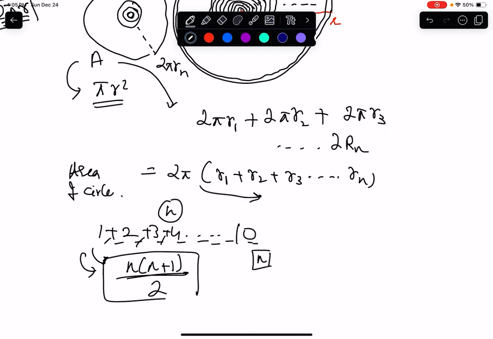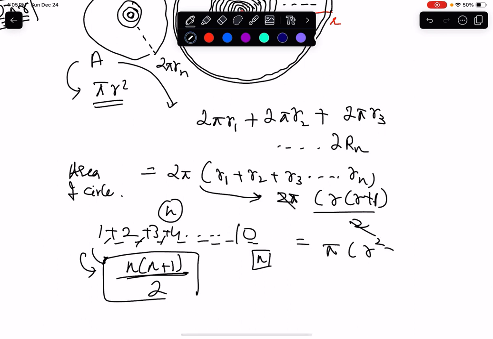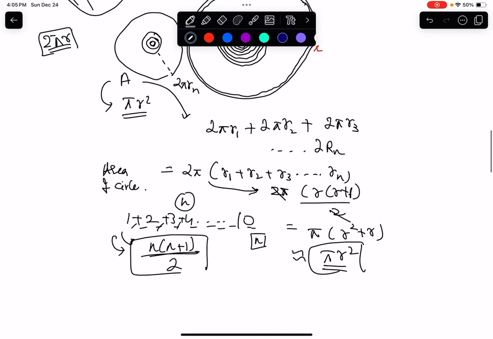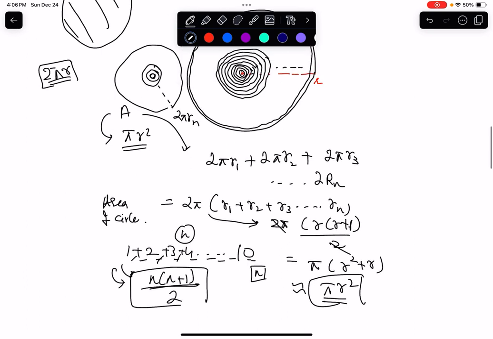So in this case, this would be 2 pi times r times (r plus 1) by 2. The 2 and 2 cancel, so this is pi times (r squared plus r), which is approximately of the form pi r squared. So we're not looking at the specifics, we're trying to get the approximate thing, because I'm not trying to give you a proof. I'm trying to give you an intuition for how you can go from area to volume, or how you can go from one-dimensional lines to two-dimensional area.